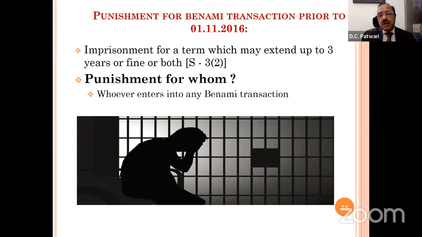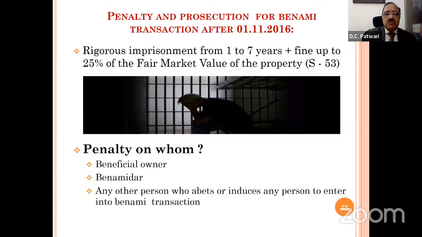Imprisonment: this is prior to 2016, not relevant now in view of the Supreme Court decision. After 2016, as I mentioned, rigorous imprisonment for the Benamidar as well as the beneficial owner or any other person who abets or induces any person to enter a Benami transaction is 1 to 7 years plus fine. So now it is not up to 7 years. Minimum is 1 year. Wherever a person is held to be Benami, the minimum imprisonment is 1 year.